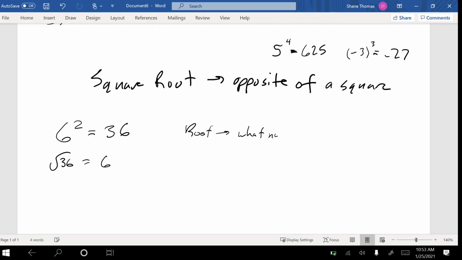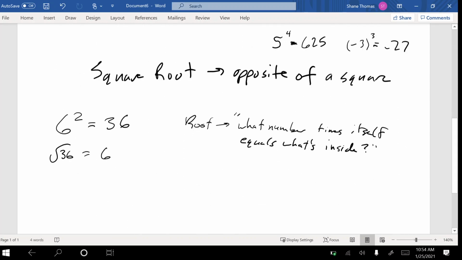All right, so a root asks what number times itself equals what's inside. That's the question a root asks. What number times itself is equal to what's inside? Now, these are ugly quite often. You have some things that are called perfect squares, which we'll talk about here in a second. If it's not a perfect square, it's going to come out ugly.